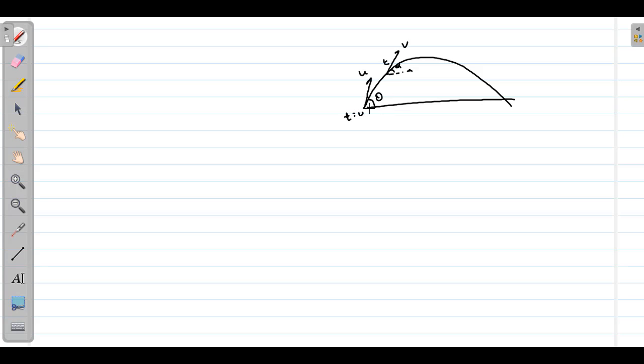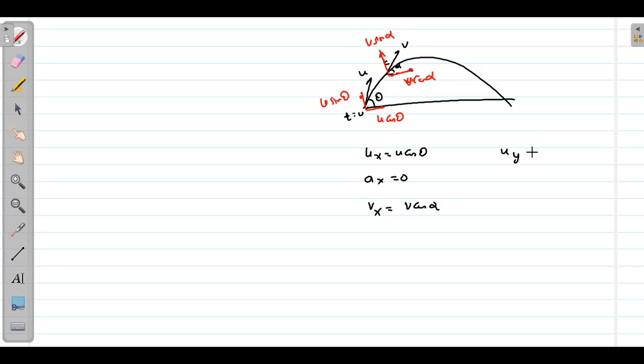So we resolve these components of u. This is u cos theta and this is u sin theta. Similarly, we resolve v, it is v cos alpha and this is v sin alpha. And we have already mentioned that ux equal to u cos theta, ax equal to 0, and velocity along x-axis after time t is equal to v cos alpha.